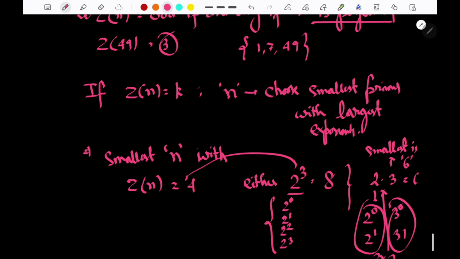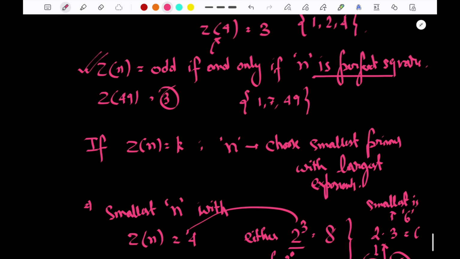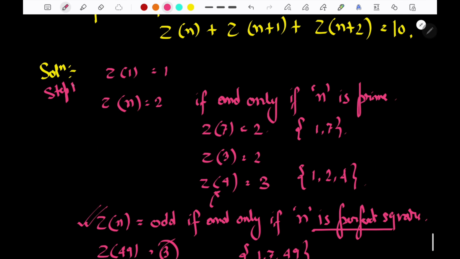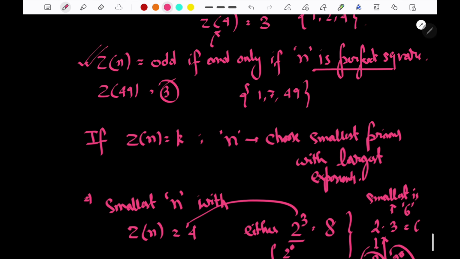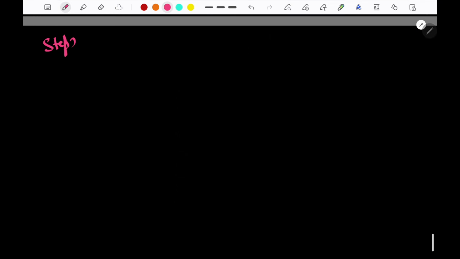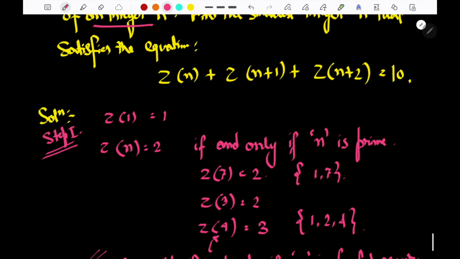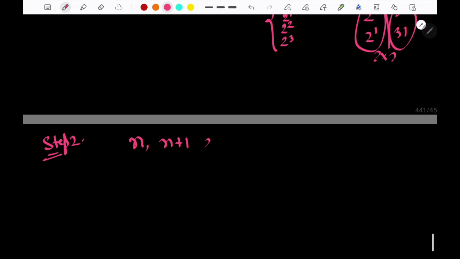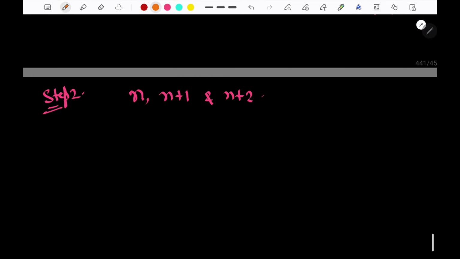Understood? This was step 1 of the question, first to understand what the question is about. Now, what other ideas can we take? Step 2. Here in the question there are 3 consecutive integers: n, n plus 1, n plus 2. So what can we conclude here? At least one is even.